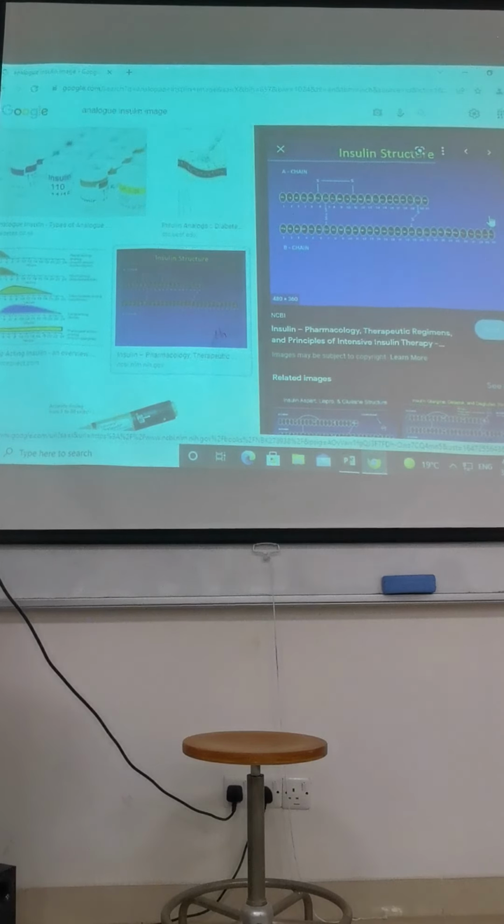If I take 27 and 28 and change the order, 28 will become 27, 27 will become 28, right? So normally it was proline lysine. We change it to lysine proline. So that insulin is called Lispro insulin, right? Lispro, lysine proline. Normally it was proline lysine, so that becomes Lispro insulin.